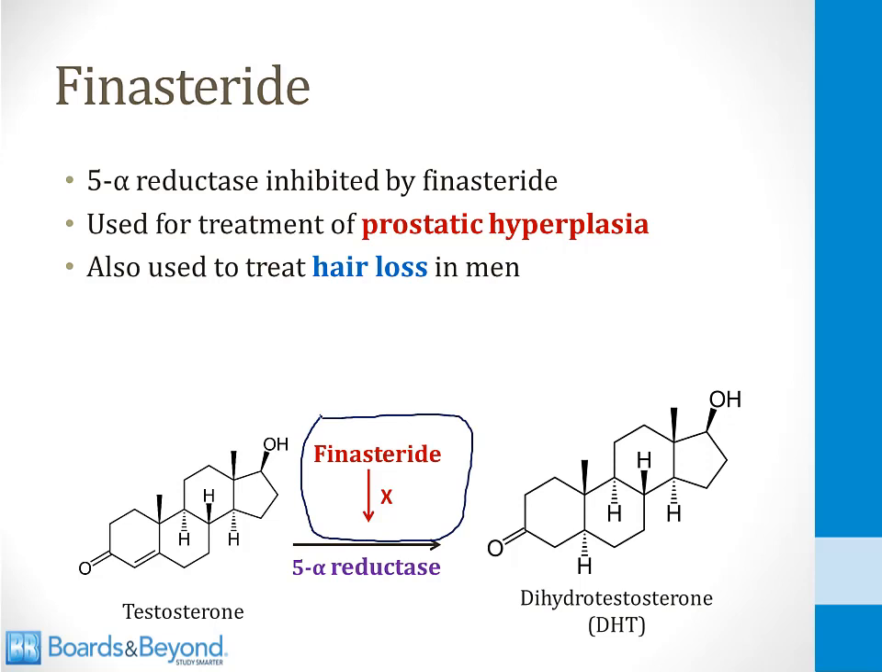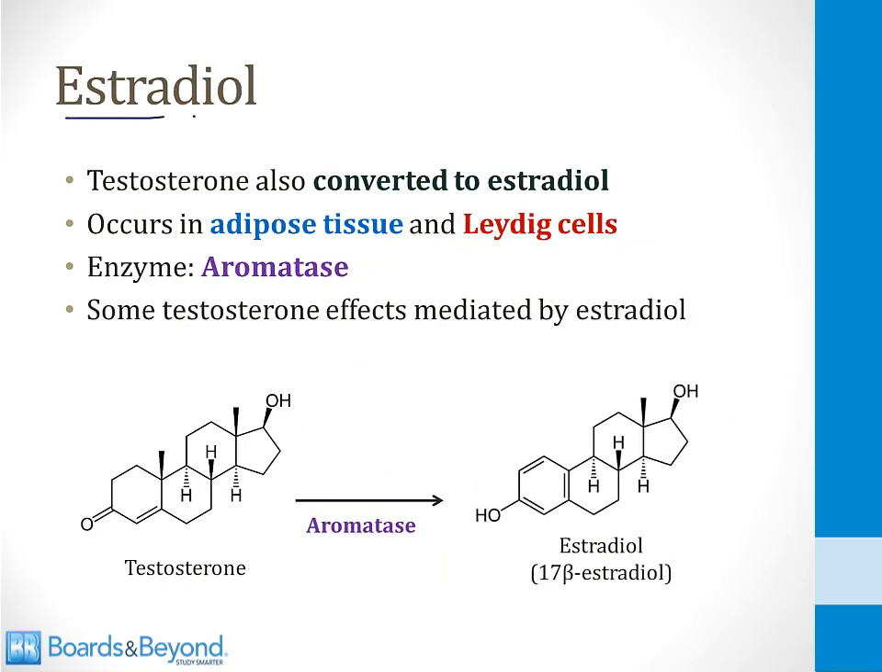This will decrease the conversion of testosterone to DHT, and this is used in the treatment of prostatic hyperplasia, which I talk about in the prostate video in the reproductive section. But benign prostatic hyperplasia is driven by DHT, so if you inhibit 5-alpha reductase, you limit the amount of prostatic hyperplasia. This drug is also used in the treatment of hair loss in men, and we'll talk about that later in this video.